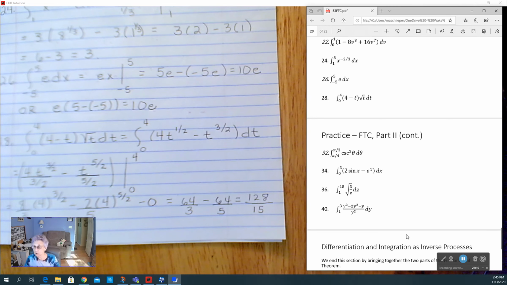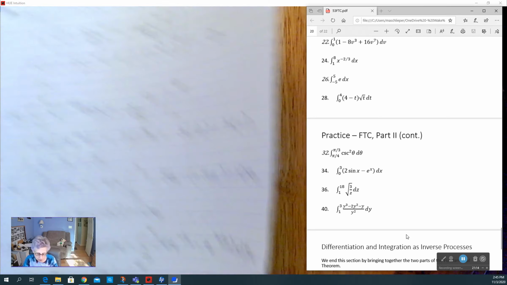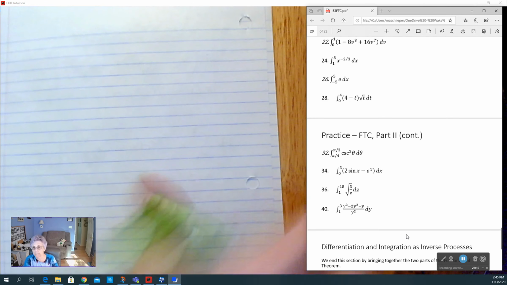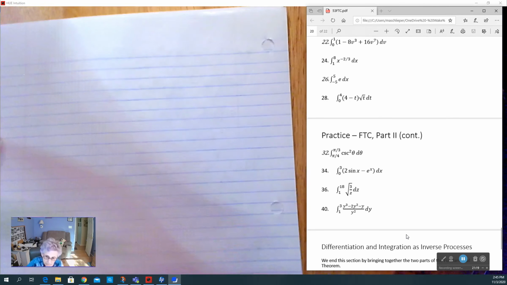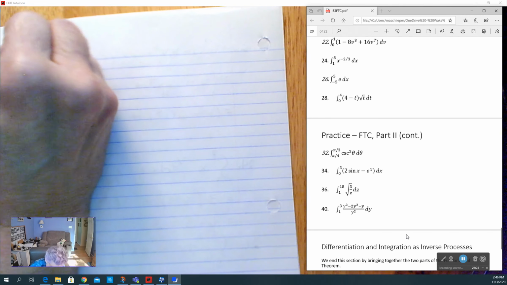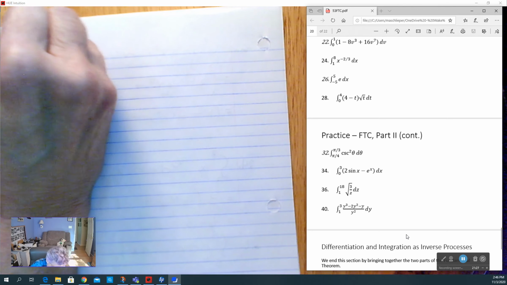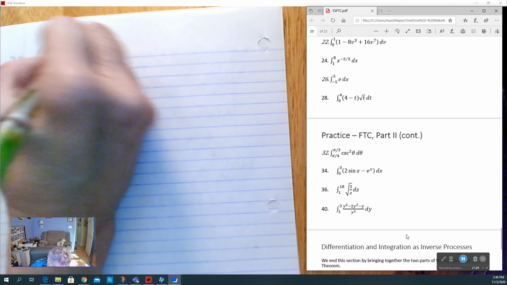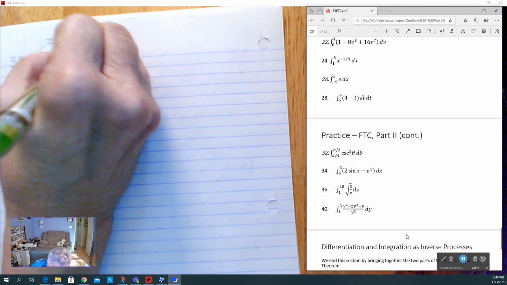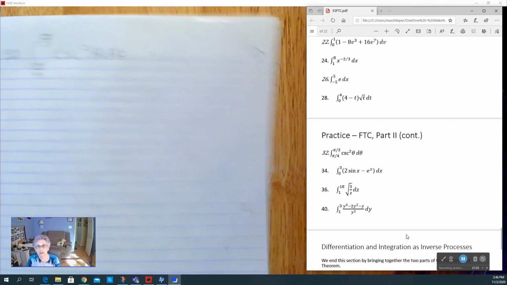Okay, let's do some more. We'll do number 32 together because it has a trig function in it. So we're going from pi over 4 to pi over 3 of cosecant squared of theta d theta.